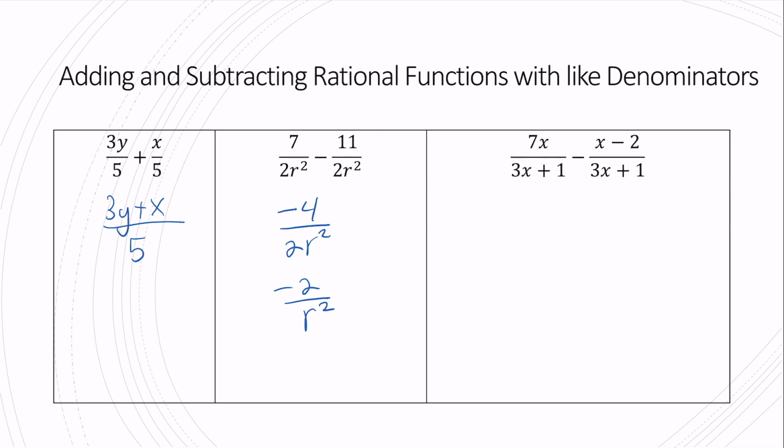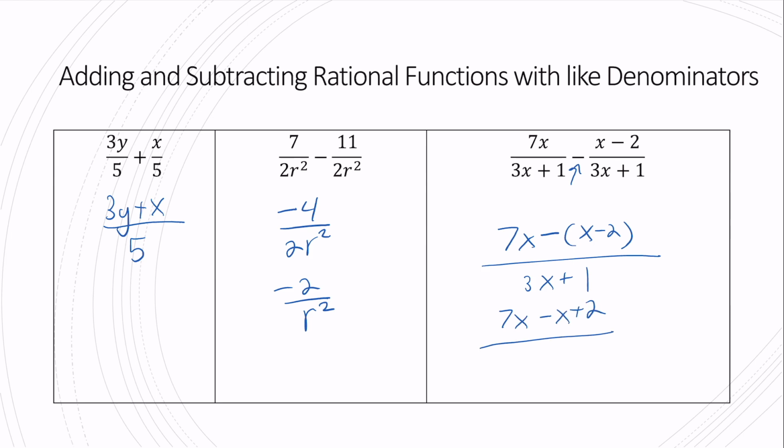For my next example, I'd have 7x minus x minus 2. We have to distribute this negative and write it over the same denominator. That would give me 7x minus x plus 2 over 3x plus 1. That gives me 6x plus 2 over 3x plus 1. I could factor my numerator to have 2 times 3x plus 1 over 3x plus 1. That gives me a final answer of 2. So we need to make sure we factor and simplify if we can.